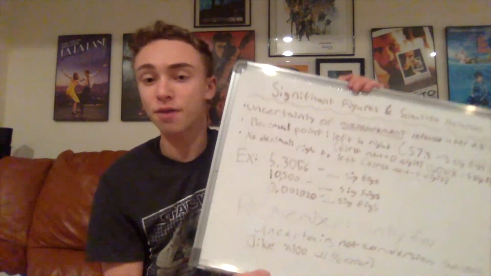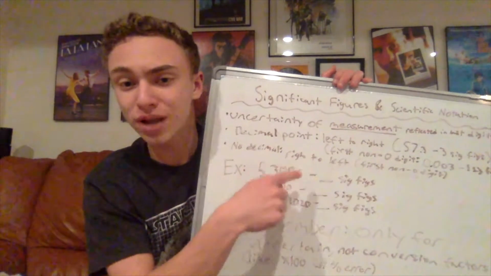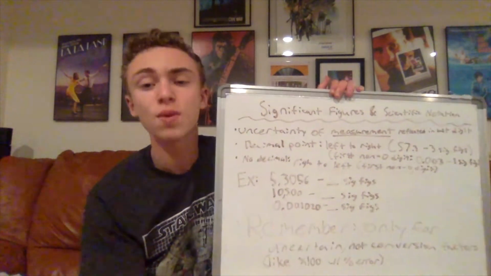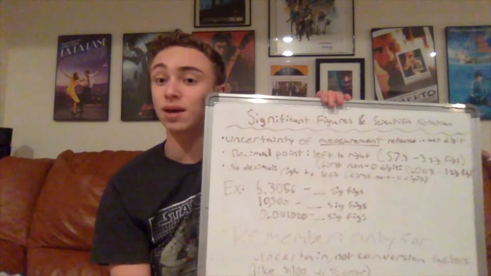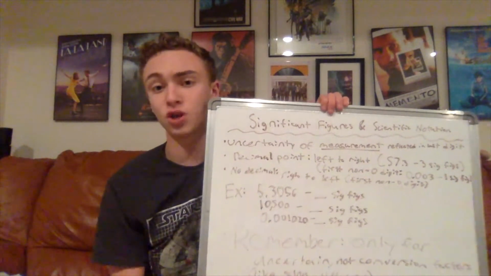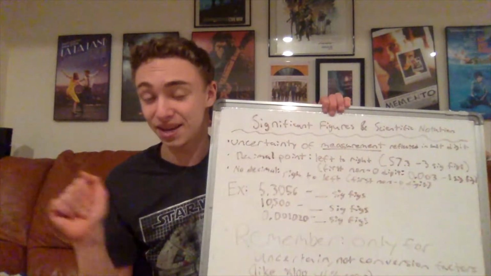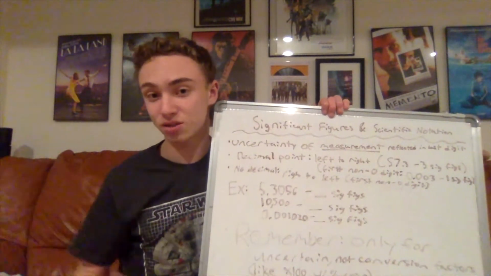Then the other side is with no decimal place present. A good way to memorize this is the decimal is absent, so you count from the Atlantic side, which is East Coast.